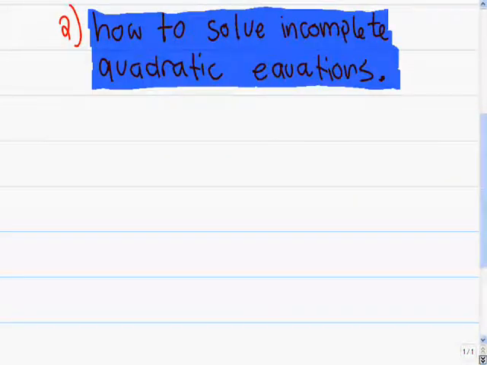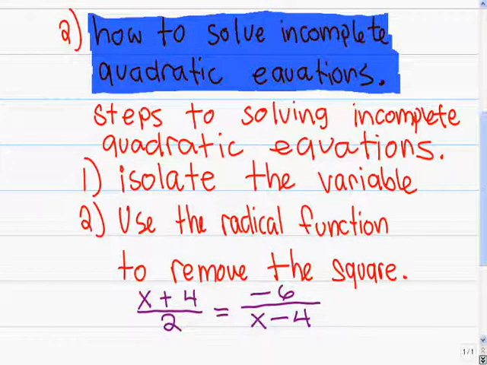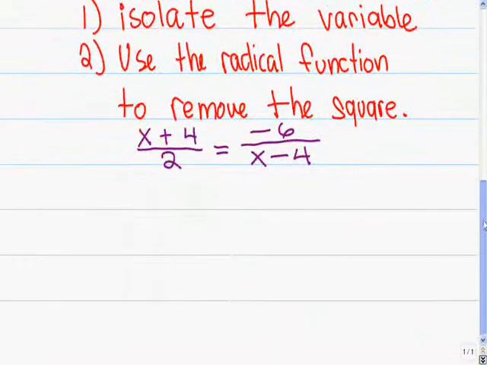The second thing you need to know before you do the checkup is how to solve incomplete quadratic equations. These are the steps of solving an incomplete quadratic equation. The first step is that I've got to isolate the variable. After I've isolated the variable, I've got to use the radical function to remove the square. So let's do this problem here. I've got to isolate the variable. Before I do anything, I've got to cross multiply because I have two fractions, one on each side of the equal sign. So that means I've got to cross multiply.